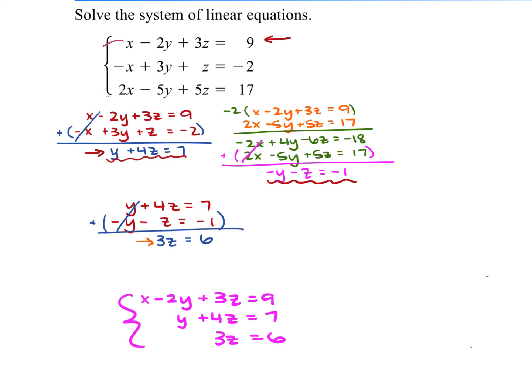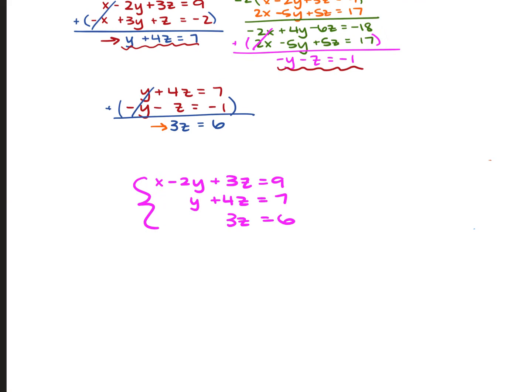Now you have a system that looks similar to the previous systems that we've done within this lesson, to where you can solve for z, plug that z into the y plus 4z is equal to 7, solve for y. You then have y and z, plug it into the top equation, solve for x, and you'll have all three variables and what they're equal to. So if we were to take that 3z is equal to 6 and solve it, we're going to divide each side by the 3, and you get that z is equal to 2.